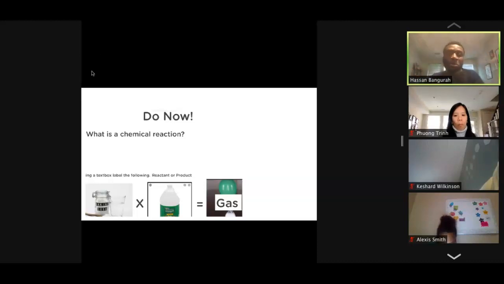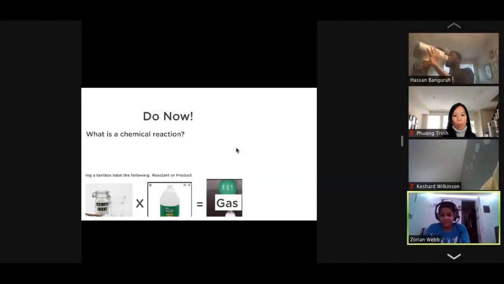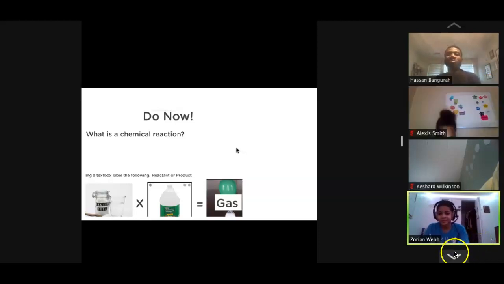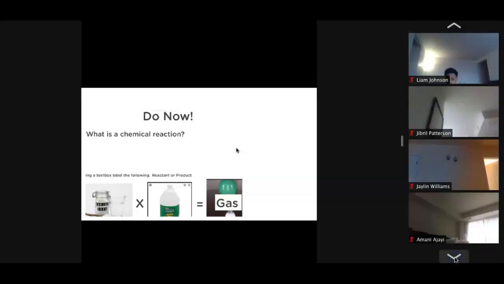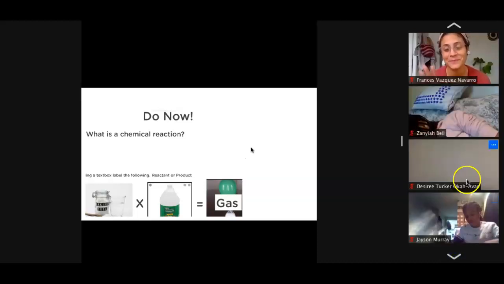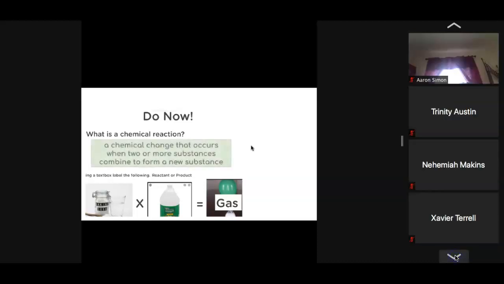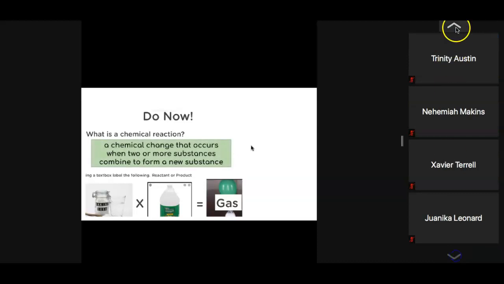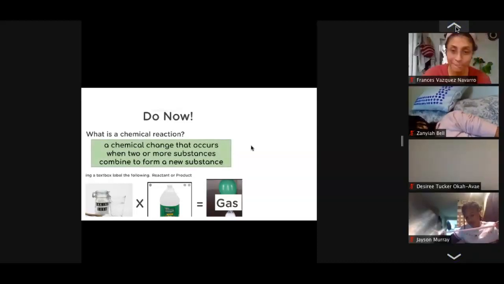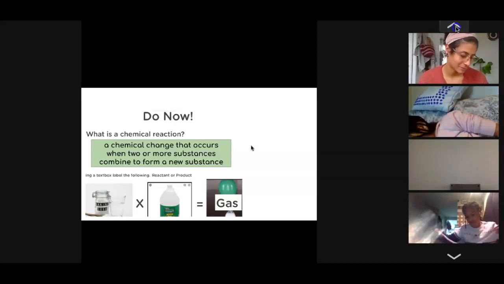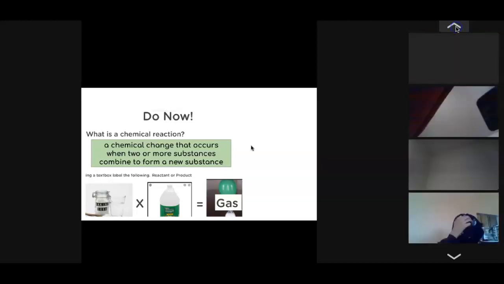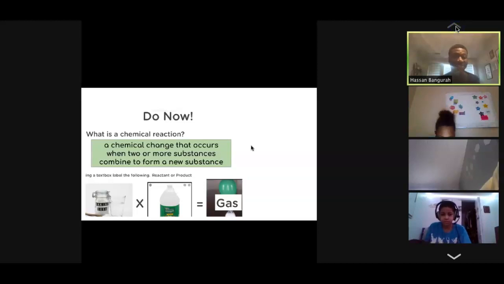Zorian, can you build on what's a chemical reaction? A chemical reaction is when you put different chemicals in like a cup or something, and an effect happens when chemicals get mixed together. Wow. So we just learned from both Kishard and Zorian. A chemical reaction is a chemical change that happens when two or more substances combine to form a new substance.